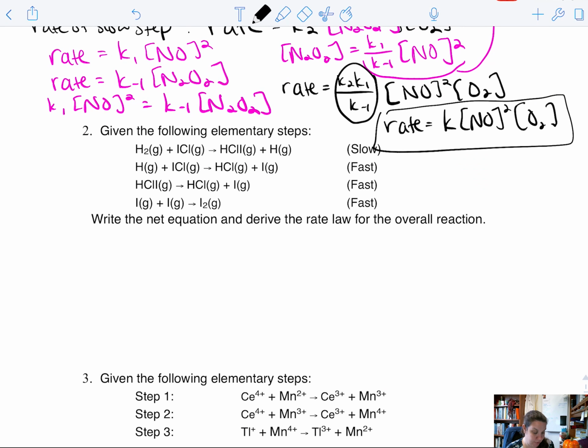Okay, we've got another set of elementary steps. The first one in this case is our slow step. So our rate will be based on that. Let's start out by writing our overall reaction. So let's look for intermediates. There's an intermediate right here, and we have an intermediate right here, and we have an intermediate right here. Lots of intermediates.